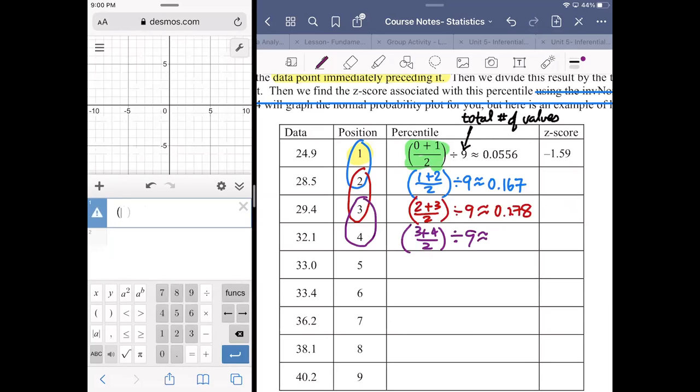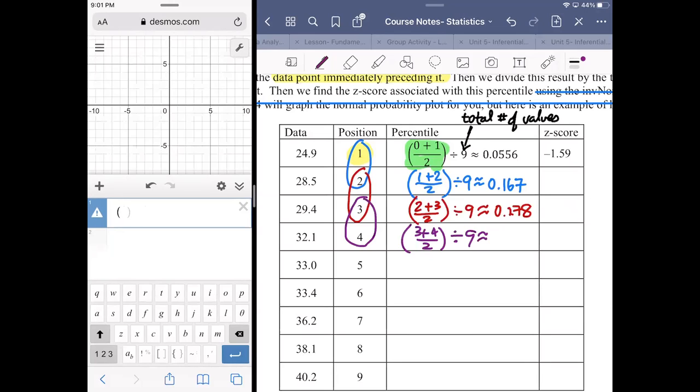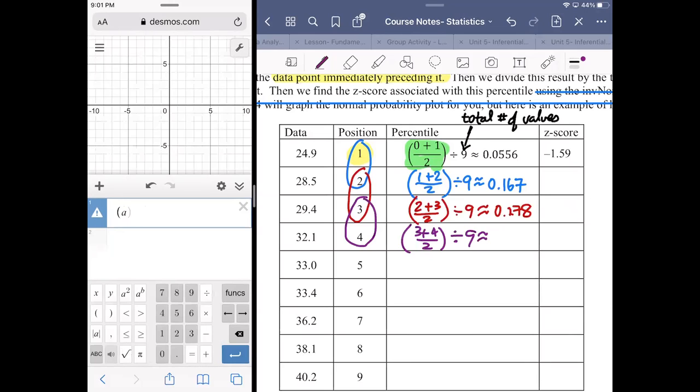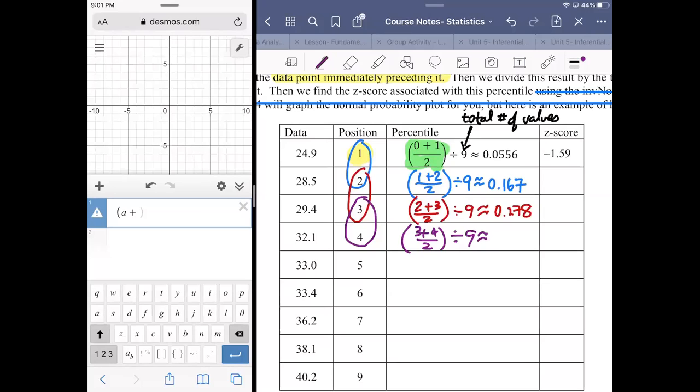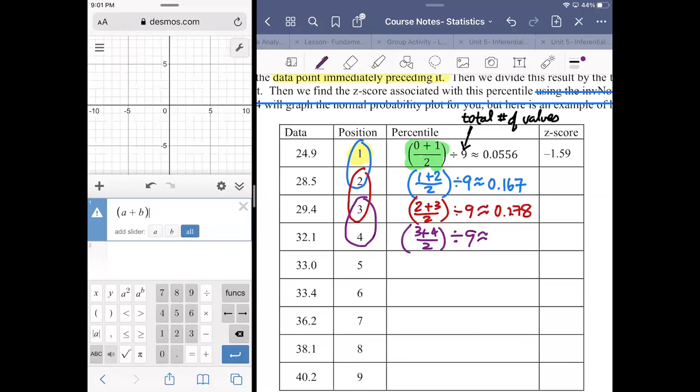Originally, we were doing 0 plus 1 over 2 divided by 9, then 1 plus 2 over 2 divided by 9, and so on. The over 2 divided by 9 never changed, so we can keep that consistent. But what we can do is use the letter A and the letter B to represent the first number and the second number in the computation, divided by 2 and divided by 9. All I did was type in the letters A and B. It's not a special command. I just typed it right in.